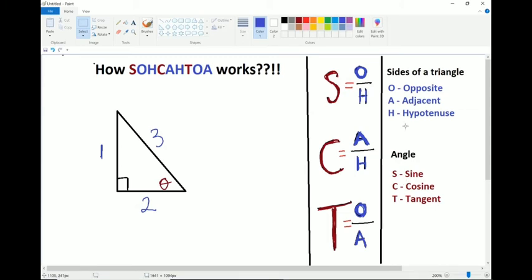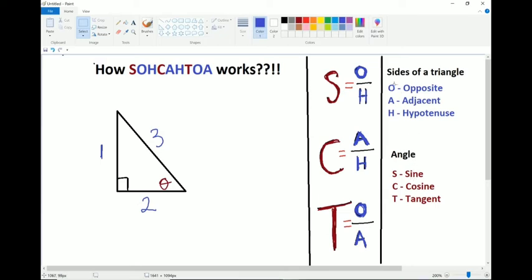As you can see, I separated these things because I want you to know that the S, the C, and the T, whenever you hear sine, cosine, or tangent, it's usually speaking about how it is related to a specific angle. And we'll talk about that in a little bit here.